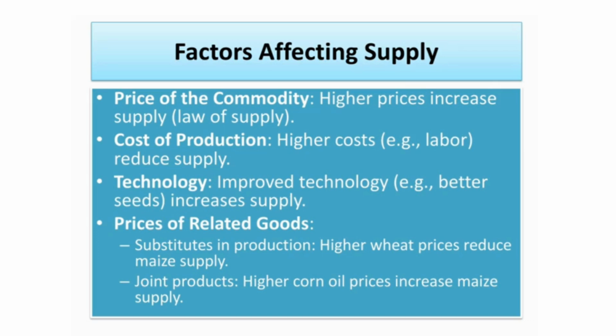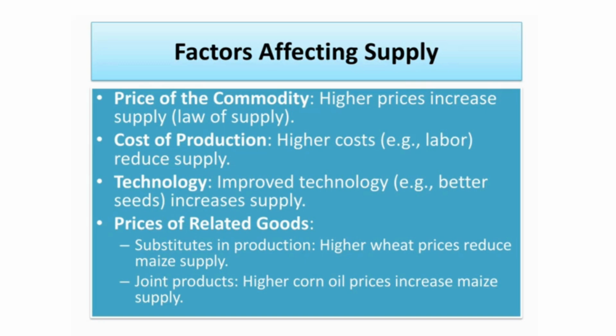Technology is also a factor. An improved technology will increase supply. Prices of related goods is also another factor. It could be looked at from two perspectives, either from a substitute goods perspective or joint products. For substitutes in production, for instance, higher wheat prices will reduce maize supply. Because if the price of wheat increases in the market, producers want to produce more wheat than maize when both are substitutes in production.